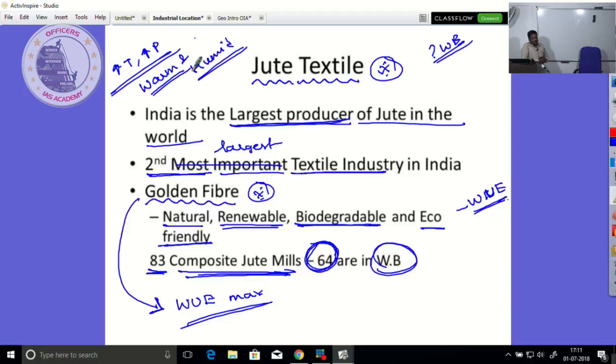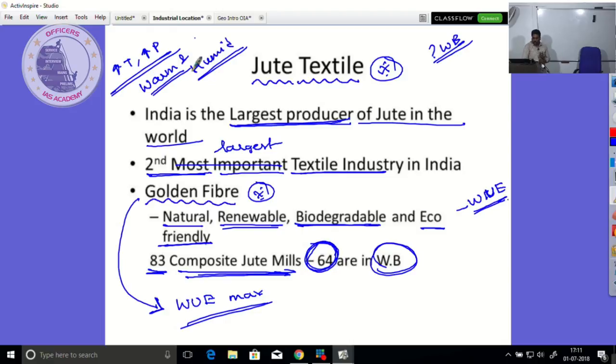And one problem of the jute industry, many problems are there. When I talk about one problem of the jute industry, if you are expanding the area under jute cultivation, it can be done only at the cost of rice cultivation. Only if you reduce the area of rice cultivation can you increase the area under jute cultivation. This is also one problem associated with the jute industry, right, sir?